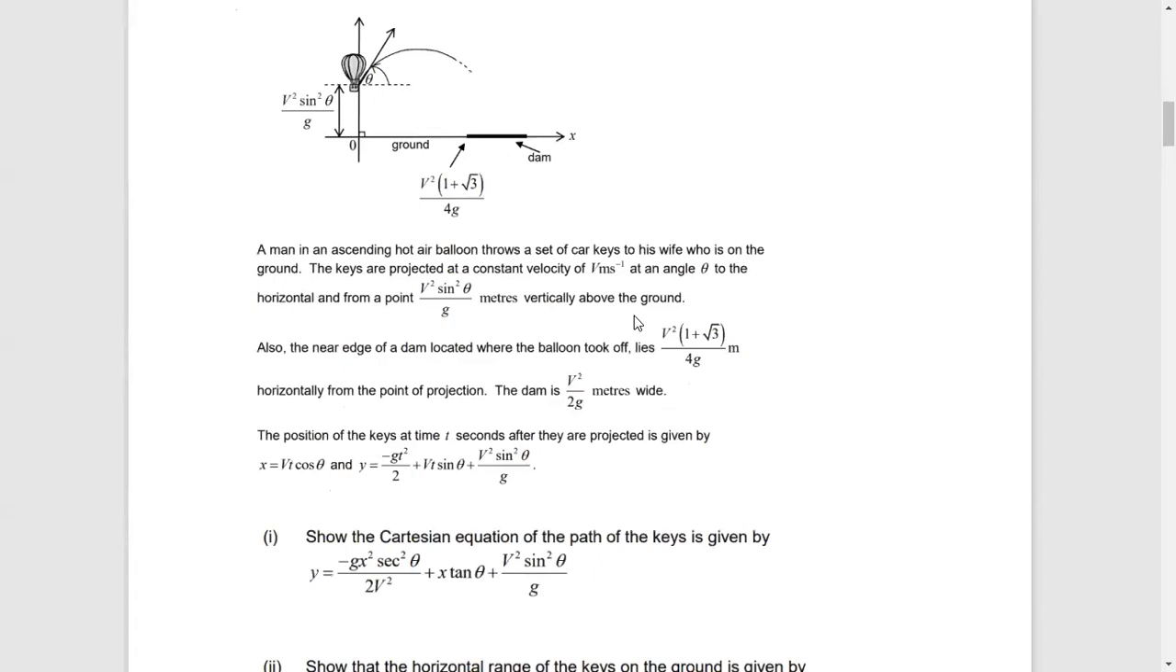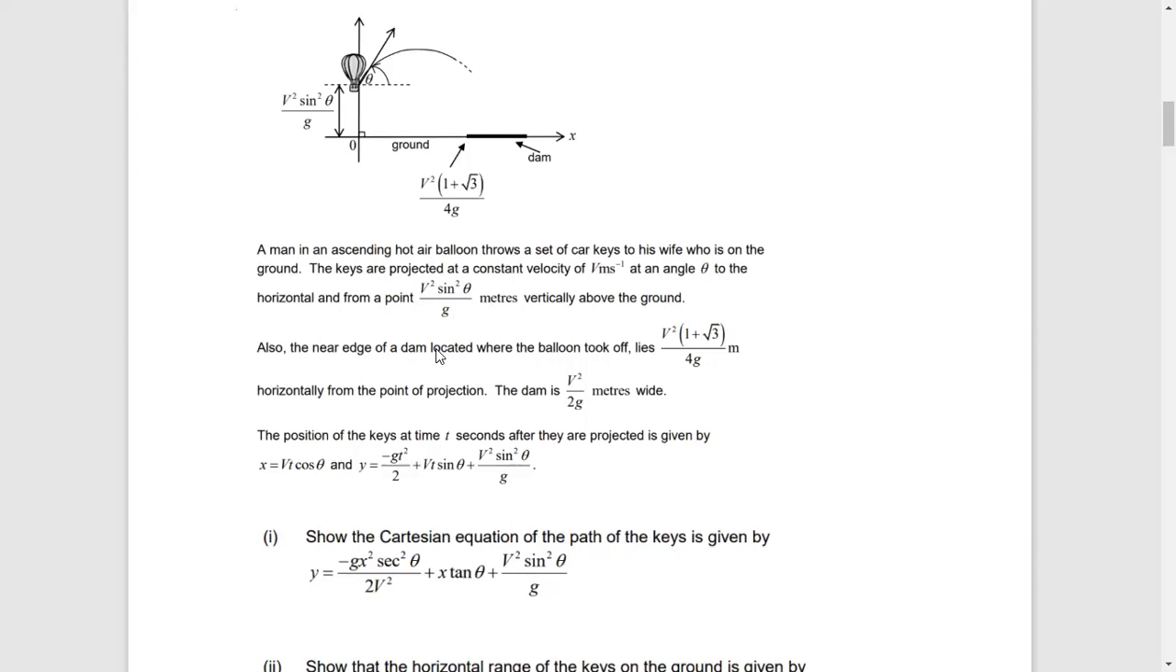It says a man in an ascending hot air balloon throws a set of car keys to his wife, who is on the ground. Okay. The keys are projected at a constant velocity v meters per second at an angle of theta to the horizontal, and from a point v squared sine squared theta over g meters vertically above the ground.